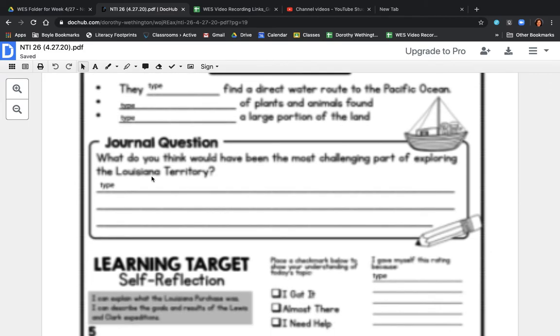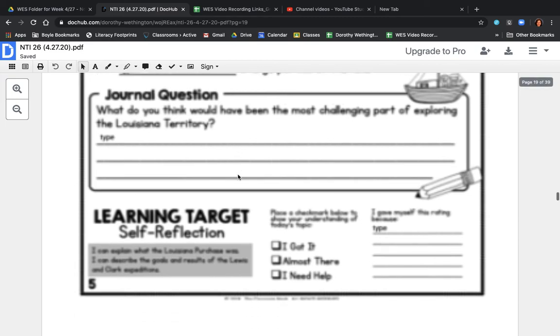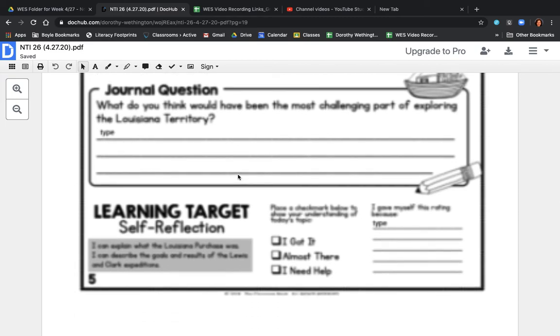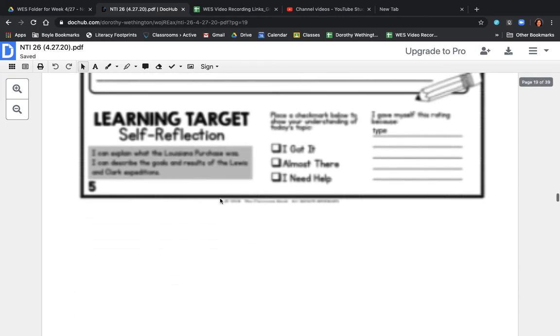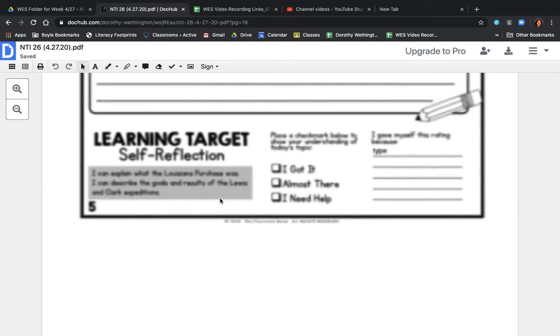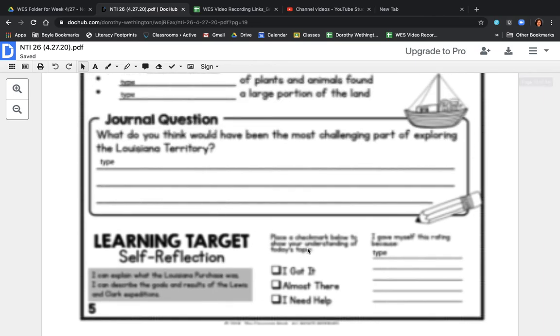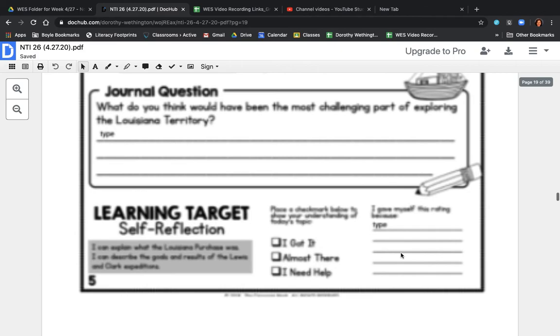Journal question: What do you think would have been the most challenging part of exploring the Louisiana Territory? Type your answer here. Learning target self-reflection: I can explain what the Louisiana Purchase was. I can describe the goals and results of the Lewis and Clark expedition. Place a check mark below to show your understanding of today's topic: I got it, almost there, or I need help. I gave myself this rating because, and tell me why.